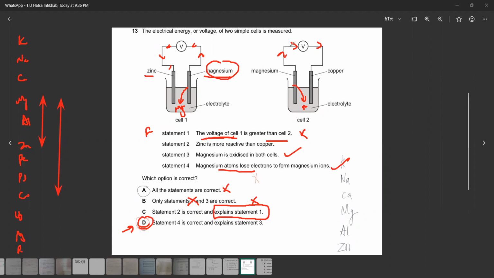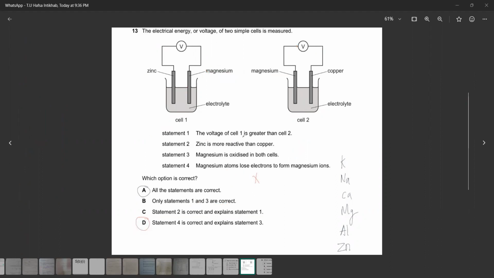If the statement was like this, for example, if the same question was there and the statement was the voltage of cell 1 is smaller than cell 2 and zinc is more reactive than copper, then we will say that statement 2 is correct and statement 1 explains that idea. Because when two metals have a smaller difference in reactivity, the voltage produced is smaller.